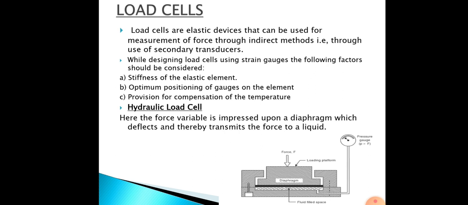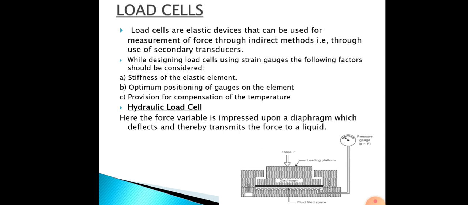While designing load cells using strain gauges, the following factors should be considered: stiffness of the elastic member, optimum position of the gauge on the element, and provision of compensation for temperature. When large loads are to be measured, a direct tensile or compressive member may be used, whereas in the case of small loads, strain amplification is provided.